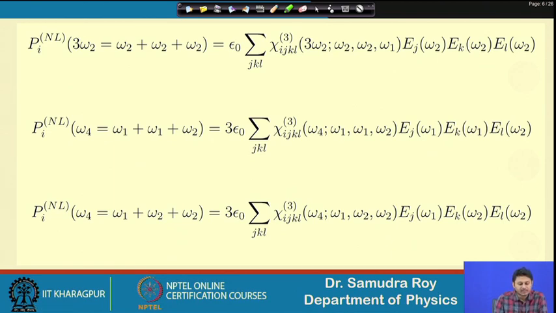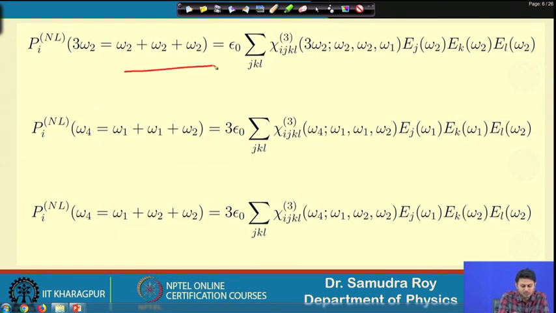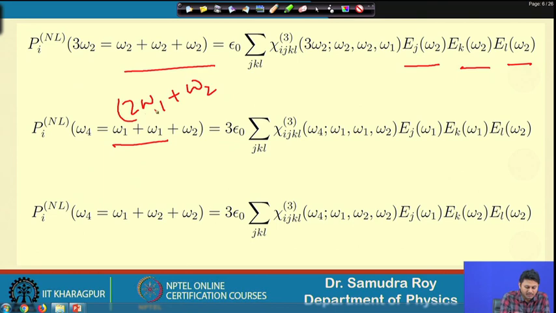What should be the frequency component of 3 omega 2? So, the 3 omega 2 frequency component one can have for this particular case by omega 2 plus omega 2 plus omega 2. Again the degeneracy factor has to be 1 here because all these frequency components should be the same. What should be the frequency component of 2 omega 1 plus omega 2? This is the frequency component that we should have in P nonlinear.